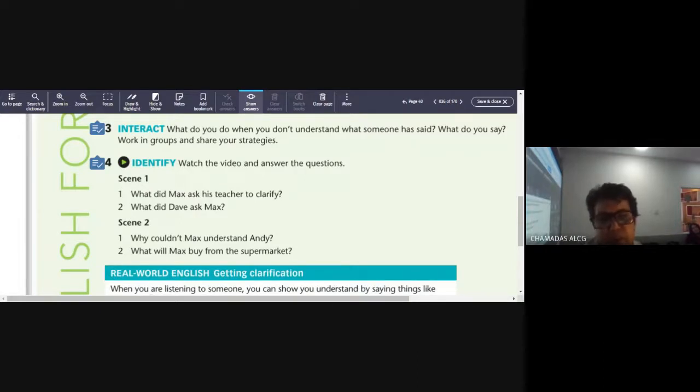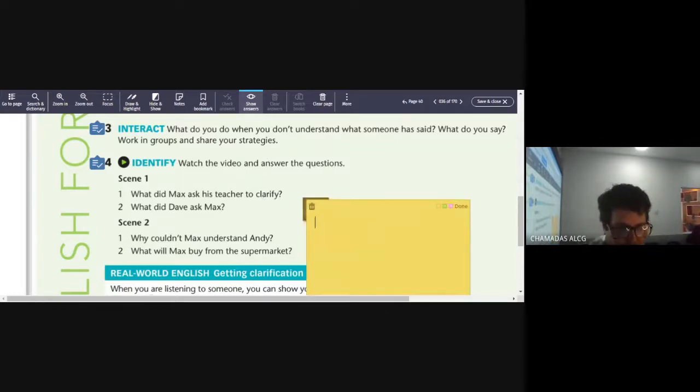Thank you, Robinson. Yes, he asked about the reading, right? Okay, so number one, he asked the teacher to clarify the pages. And number two, what did Dave ask Max? He asked about the reading. About the reading, the reading assignment, okay?